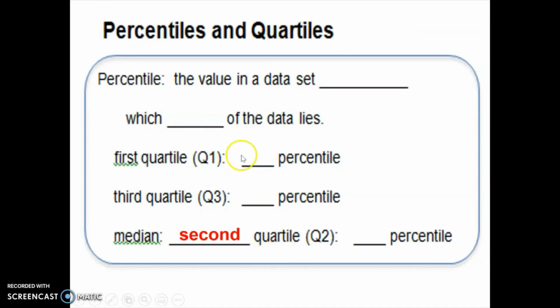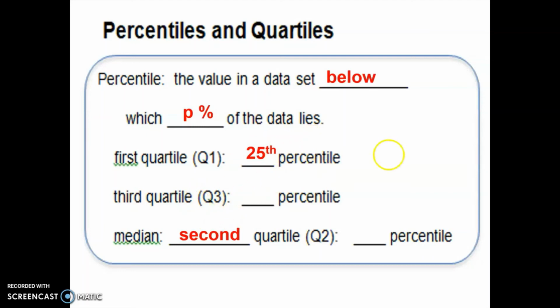So the recap here: percentile, the value in the data set below which p% of the data lies. Okay, that's what we just said. So the first quartile, for example, is known as Q1, and we know it is the 25th percentile because at Q1 it is at the 25% mark of the data, right? So that means 25% of the data falls below it.